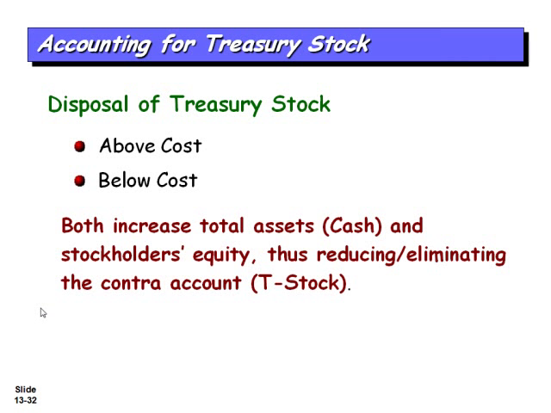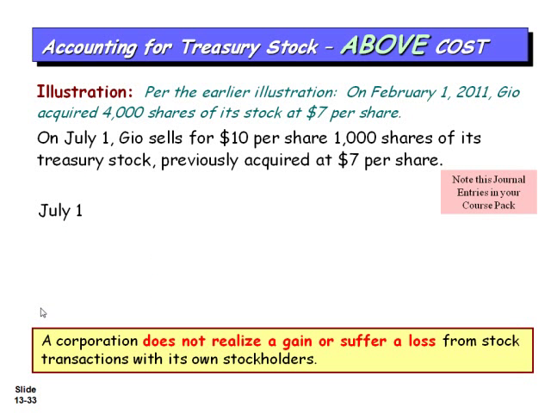Okay, let's get rid of treasury stock. The company buys treasury stock, and let's say they turn around and resell it. Of course, it would be a minor miracle if they resold it for exactly the same price that they purchased it. So they're going to resell it for above cost or below cost. Both will increase assets, because when you make a sale, you're going to increase cash, and they'll increase stockholders' equity because you're getting rid of treasury stock. So let's take an example.